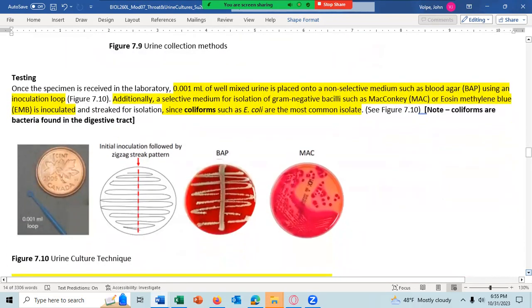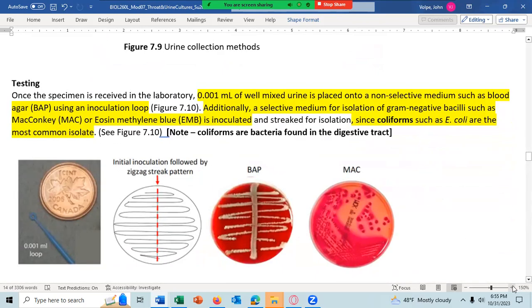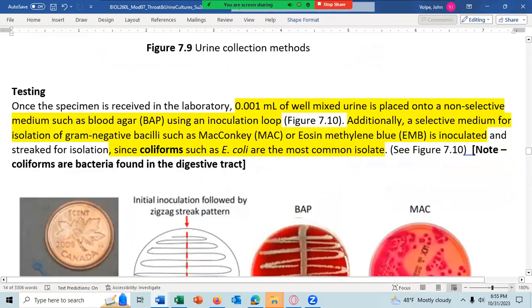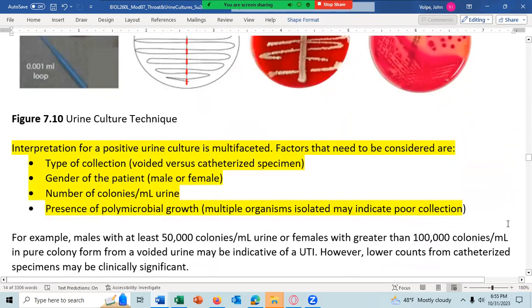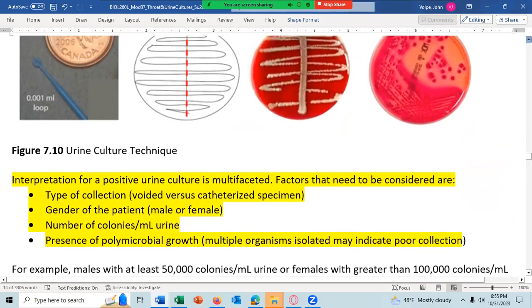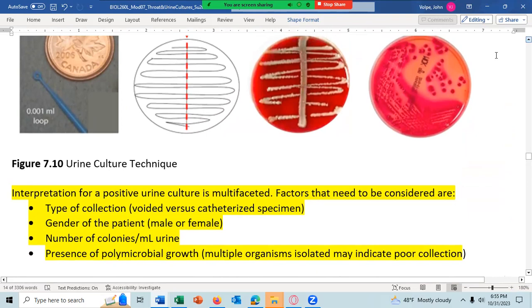So once the specimen is received in the lab, 0.1 milliliters of urine is streaked on the plate. That is 1 microliter. Let me blow that up a little further. There we see a tool for placing 1 microliter, or 0.001 milliliters, of urine on the plate. And you just take that and you spread it on the plate.